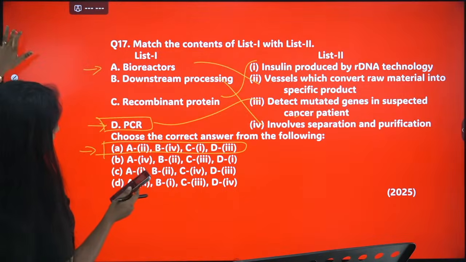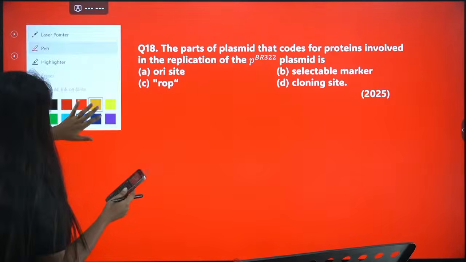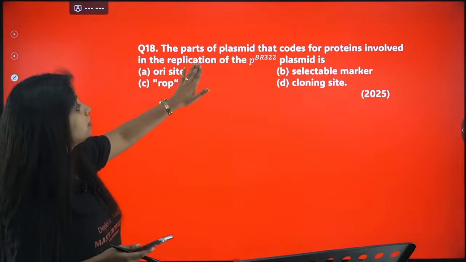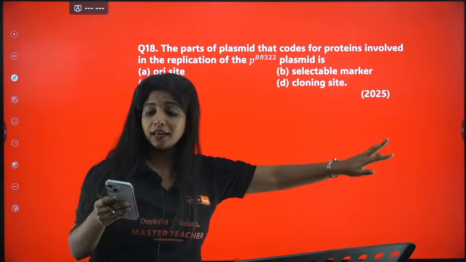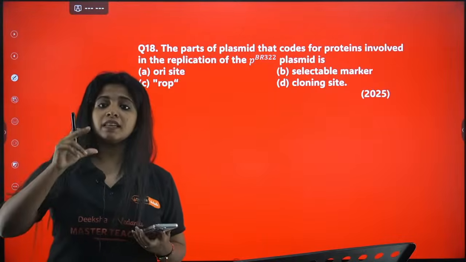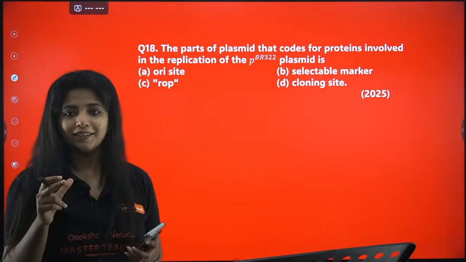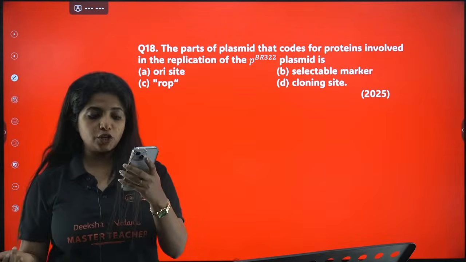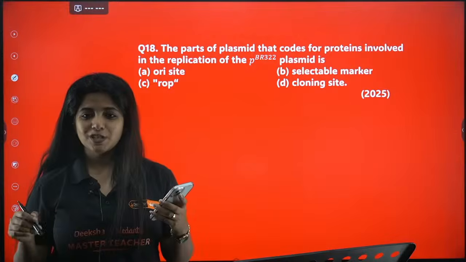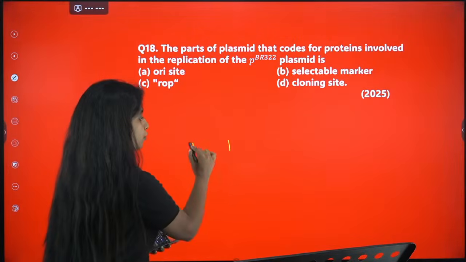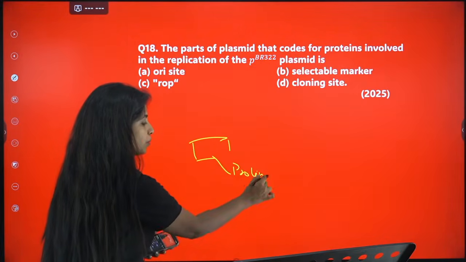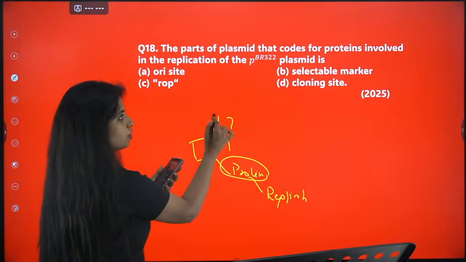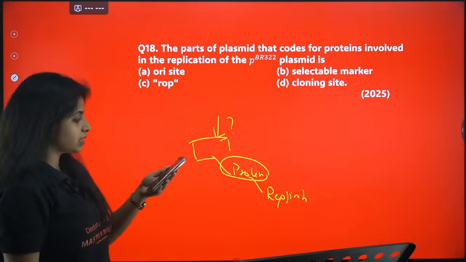Yes, Alan. Yes, Mansi. You guys are super correct. Let's try to solve this question now. Question number 18. The part of the plasmid that codes for proteins involved in the replication of pBR322 plasmid is. So the part that is involved in the formation of proteins which are super important for replication is what? So in pBR322, there is a region that codes for proteins, and these proteins are super important for the process of replication. You are being asked, which is this particular gene or this particular part? What do you think is the answer?